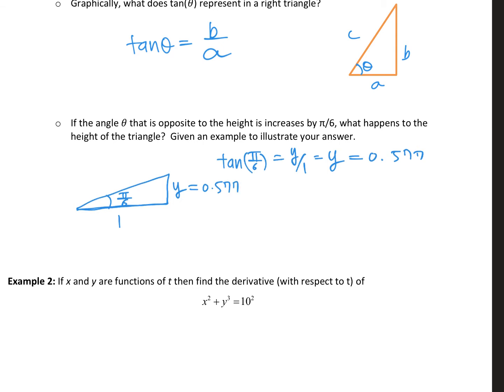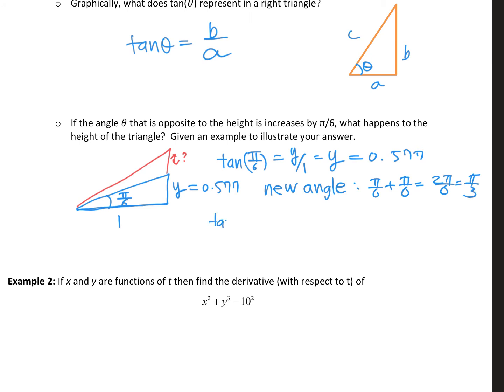Okay, so now they are asking, what happens when you increase the angle by pi over 6? I'm going to make this angle higher, maybe using red, something like this. I want to see how much it goes up by. The new angle is going to be pi over 6 plus pi over 6, because I'm increasing the angle by pi over 6. So that's 2 pi over 6, which is pi over 3.